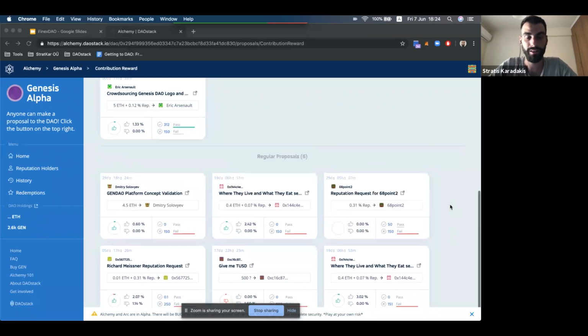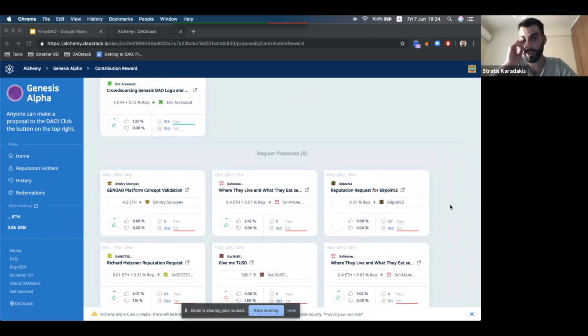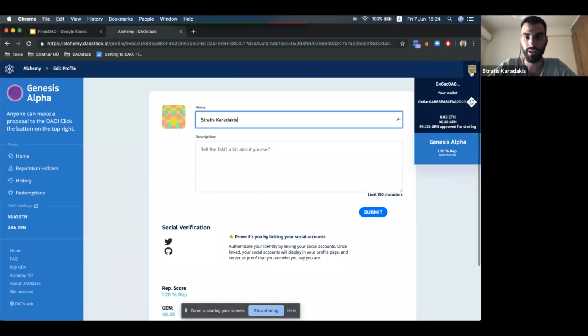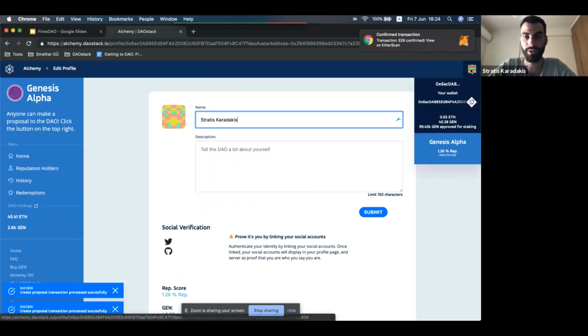Now, let's say that I want to vote on a proposal. As I said before, I need to have reputation in order to vote on a proposal in this DAO here. And you can see if I go here to my profile, actually it pops up right here. You can see that I have a 1.26% reputation, which means I can vote. And every time I vote, the turnout changes by 1.26%.